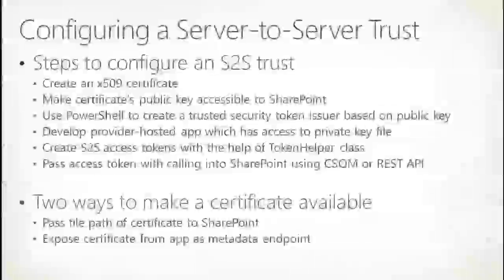Okay, then we're going to develop our provider-hosted app, and we're going to give it access to the private key file. And then we're going to use this special class that gets added by Visual Studio, which is called the token helper, and that's going to help me create S2S access tokens. And then I can basically pass those access tokens when I call, either into CSOM or REST.